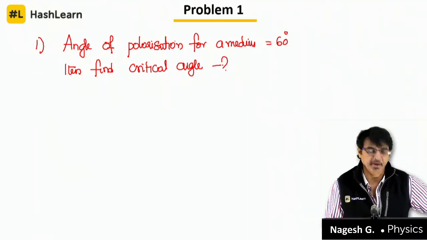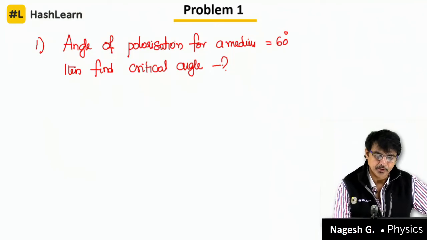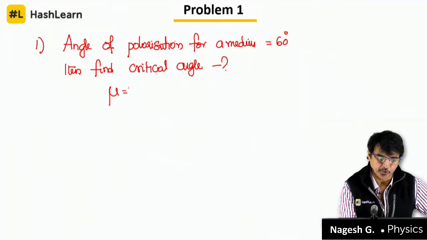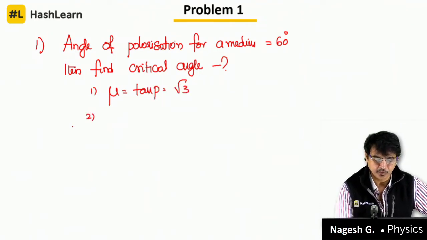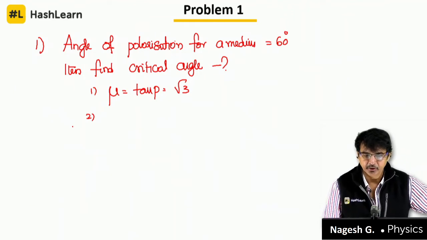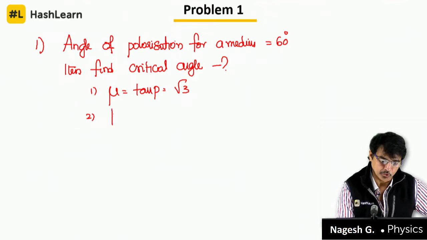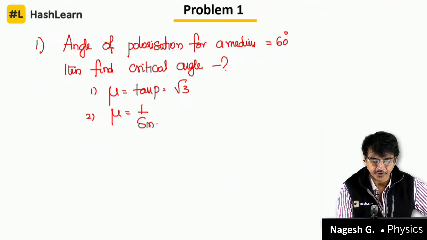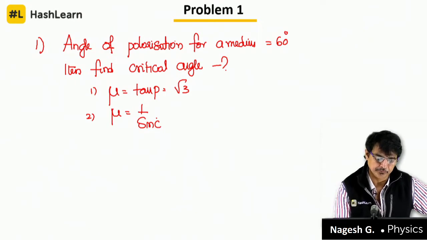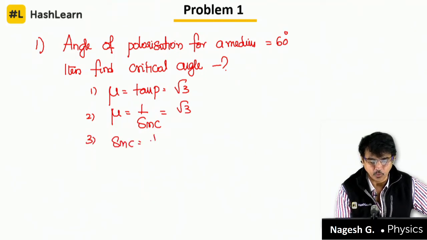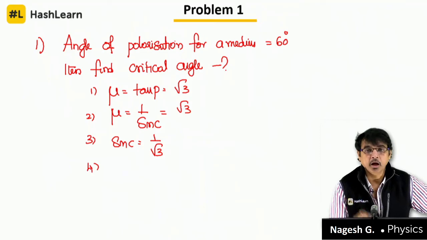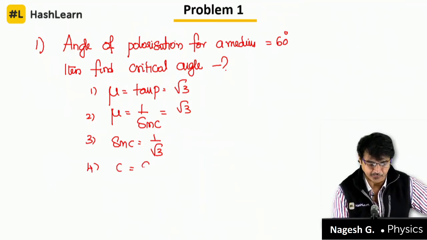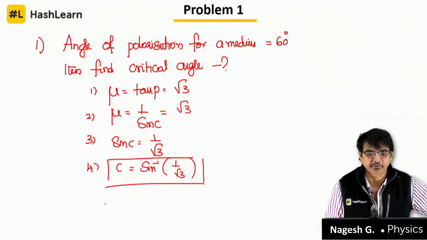I am just giving the narration of the problem. In this problem, they mentioned polarizing angle. So mu is equal to tan P, tan 60 is equal to root 3. But our requirement is to find the critical angle. You know mu is equal to 1 by sin C, the relation between refractive index and critical angle, that is equal to root 3. Therefore, sin C is equal to 1 by root 3. My requirement, critical angle C, is equal to sin inverse 1 by root 3. This is the answer. I think everyone has got this.